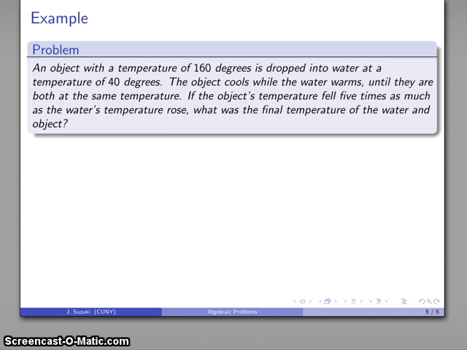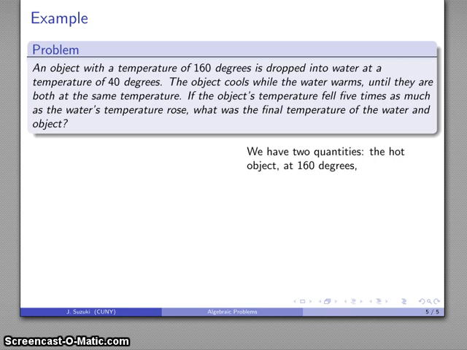And it turns out if the object's temperature falls 5 times as much as the water's temperature rises, then we want to determine the final temperature of the water and the object. And we could set this up as an algebraic equation, but let's see what we can do here. So again, our fundamental idea behind a tape diagram is every tape represents a quantity, and our equation is going to correspond to the equality of the lengths of two tapes.